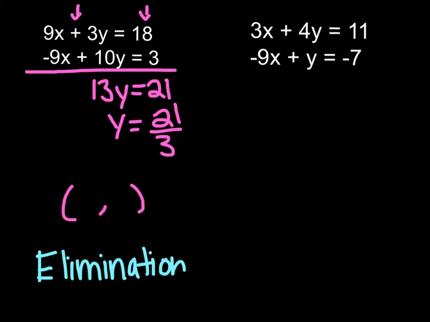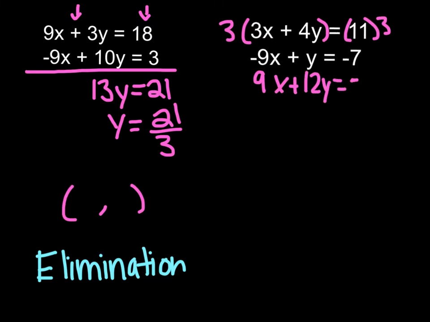What happens if you're given a system where my x's won't cancel out and my y's won't cancel out? We need to multiply one of our equations in order to get something to cancel out. So since I see a 3x and I see a negative 9x, I personally am going to multiply the whole first equation by 3 on both sides. So instead of 3x plus 4y equals 11, I'll have 9x plus 12y equals 33.